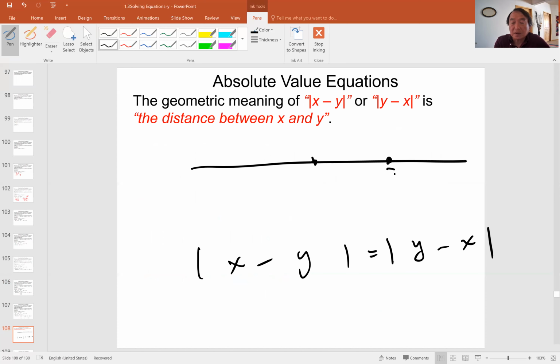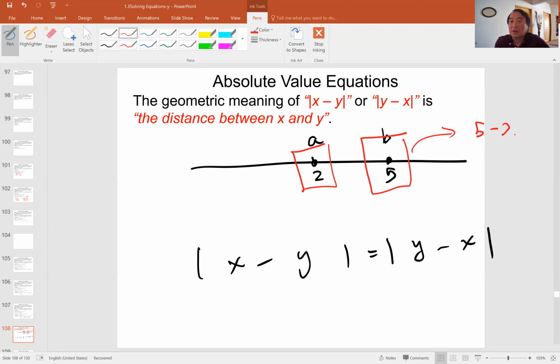Well, here's the point. If I have two numbers here, let's say 5 and 2, and I want to know the distance, let me call one number a, one number b. Then to get the distance, when we read this off the ruler, we have to read the number on the right first and subtract the number on the left. So in this case, the distance is 5 minus 2.